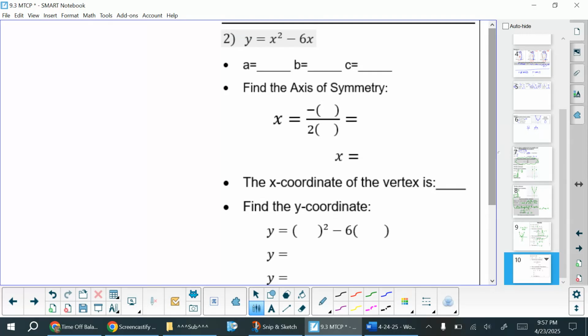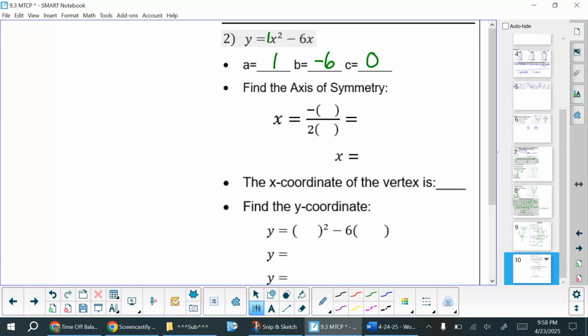Okay, here we go. Last one. I really, really hope you tried this. You do not get any better until you actually try to do something. Okay, so A is the number in front of my x squared, which is 1x squared. B is my number in front of the x, -6. C is the number by itself. There isn't one, it's 0.